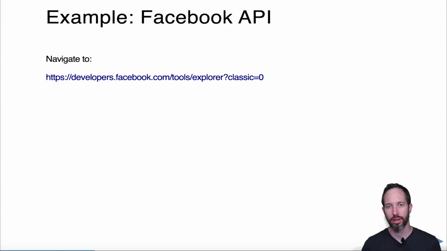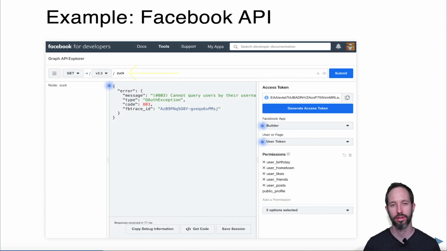But if we look at an example like Facebook, here's a sandbox, or a kind of virtual environment, for us to play with to use Facebook's so-called Graph API. They just added the term graph. I don't know why. Maybe because, after all, it's a network. But if you follow me here to developers.facebook.com/tools/explorer, you should see an interface that looks something like this.